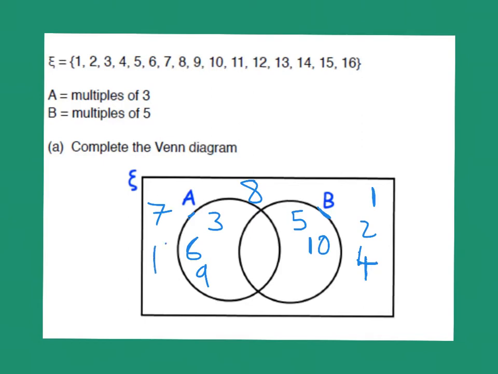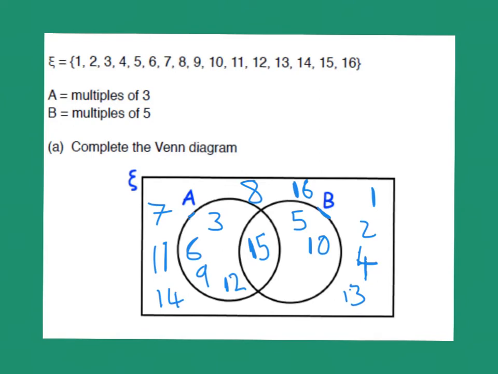11 goes on the outside. 12 is a multiple of 3, so it goes in the A. 13 on the outside. 14 on the outside. Now 15 is a bit special. It's in the 3 times table and the 5 times table, so it's a multiple of both. So I put that in the intersection. So 15. Now 16 just goes on the outside, so there you go.